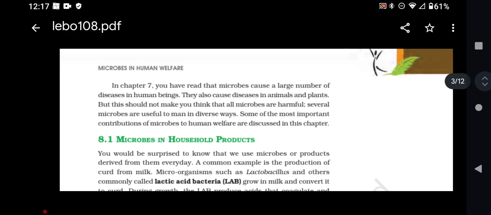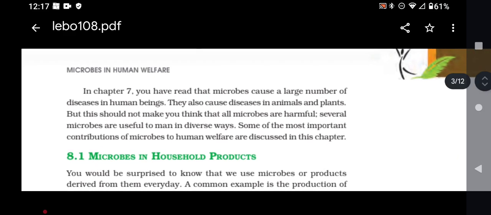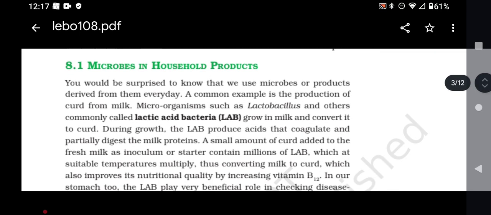In chapter 7, you have read that microbes cause a large number of diseases in human beings. They also cause disease in animals and plants, but this should not make you think that all microbes are harmful. Several microbes are useful to man in diverse ways. Some of the most important contributions of microbes to human welfare are discussed in this chapter.